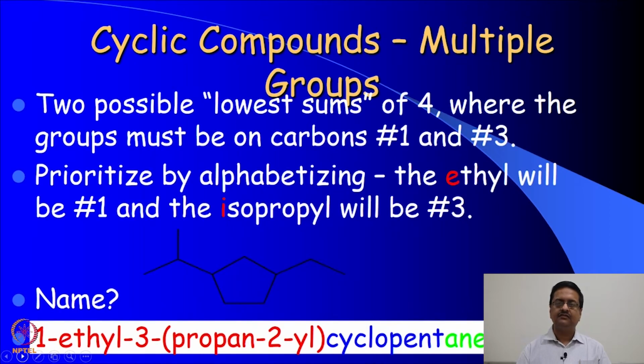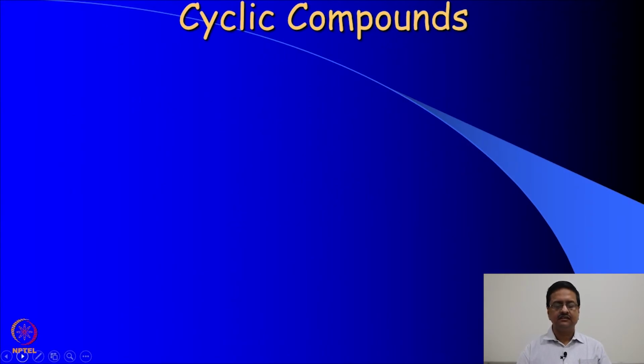So, while trying to name it, we should again alphabetize to give the number, and we assign number 1 to the ethyl group and then number 3 to the propan-2-yl group or the isopropyl group, and we write the name as 1-ethyl-3-(propan-2-yl)cyclopentane. Hope you are able to follow this type of nomenclature. So, we continue the understanding on cyclic compounds.